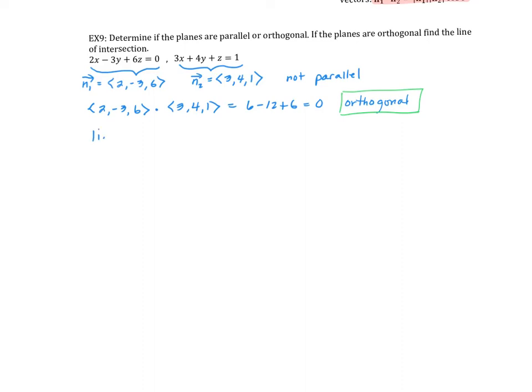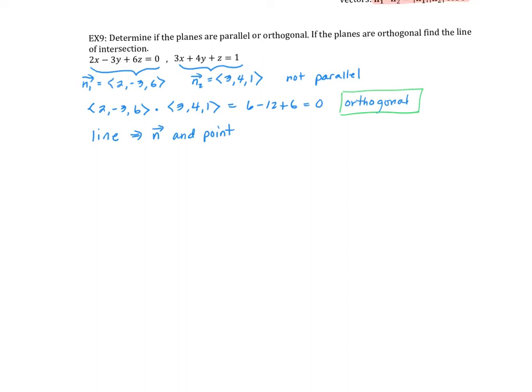So if I'm finding the equation of the line, what I'm going to need is a normal vector v, but I'll just use n. And I need a point. Okay, so I need a point and I need the direction vector.